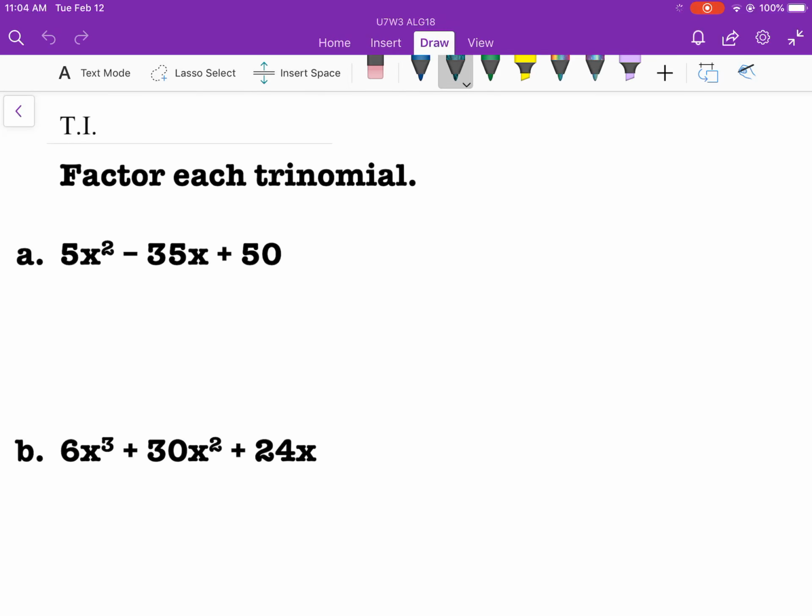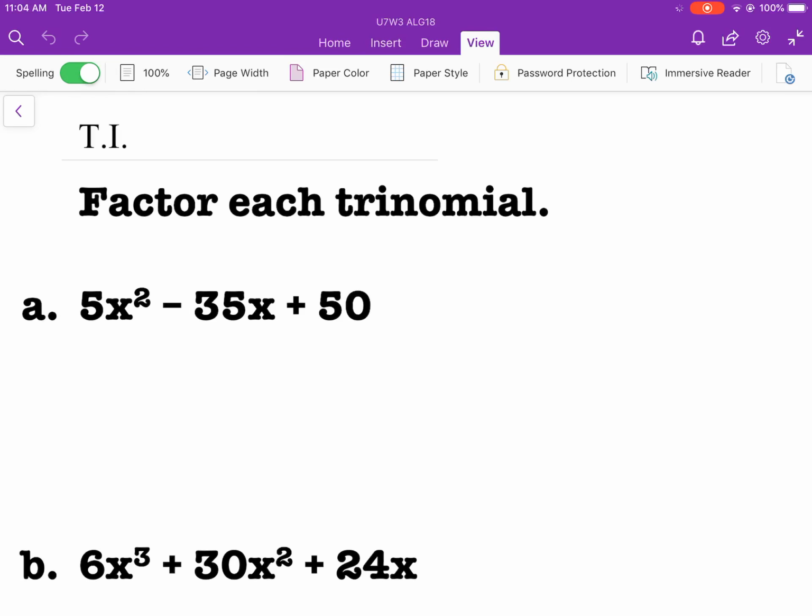For the try it, same kind of deal. Factor each trinomial.